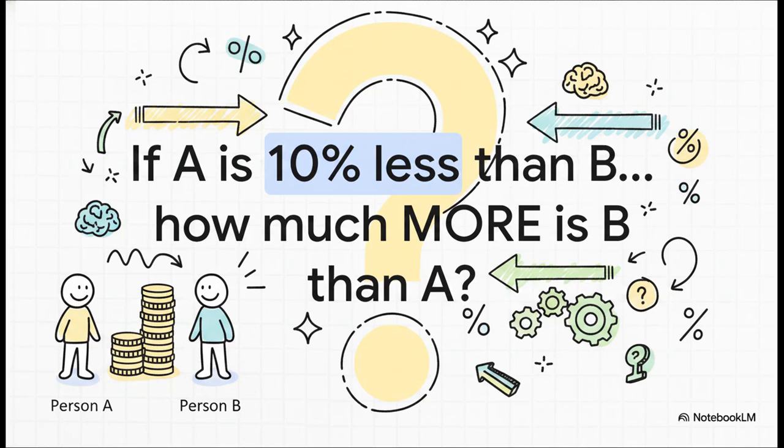Okay, let's kick things off with a classic brain teaser. If person A's salary is exactly 10% less than person B's salary, how much more is B's salary than A's? Your instinct probably screams 10%, right? But math can be incredibly tricky, and that instinct is actually completely wrong.